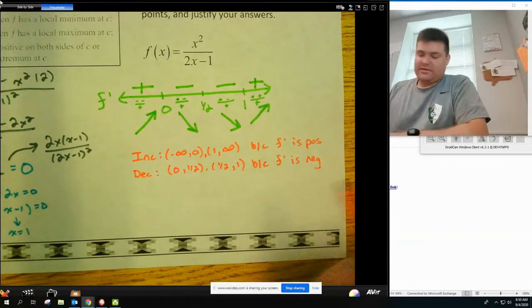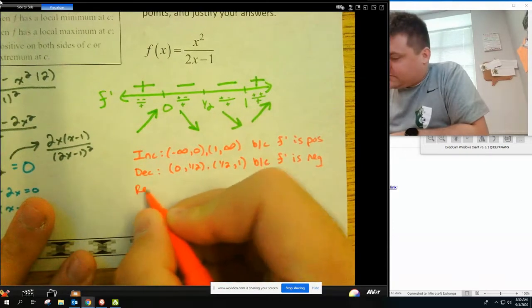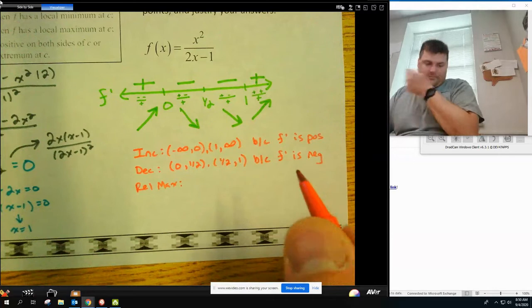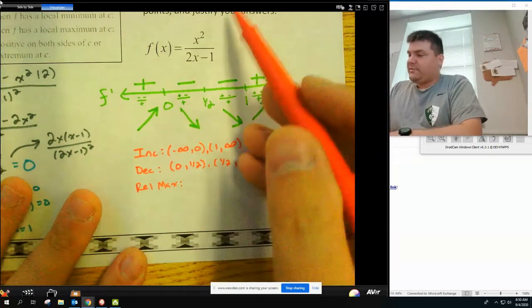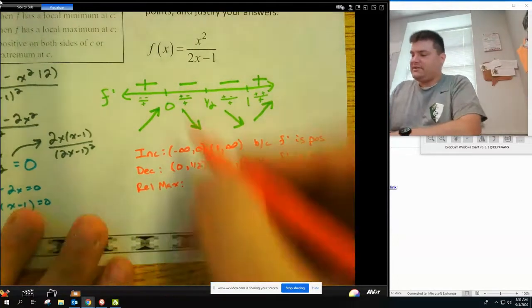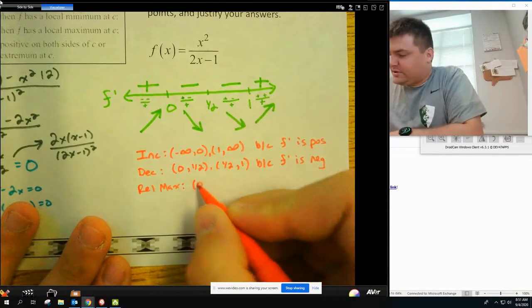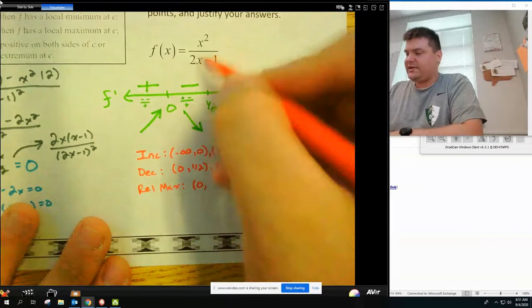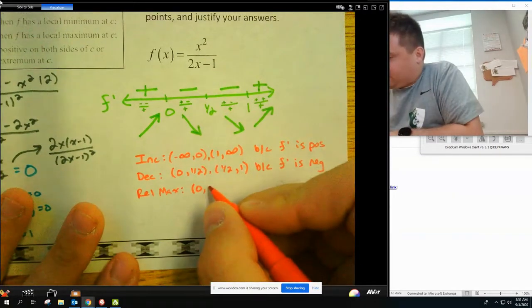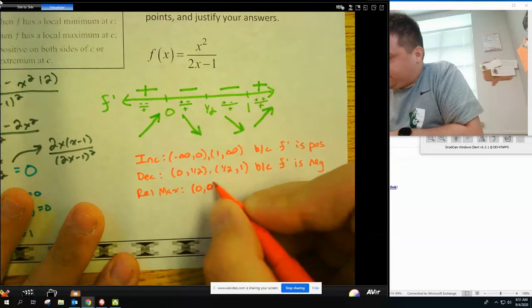Now this is going to be the relative max. That's what's next. So relative max. This wants the point, so point, not just the x value. So we need to plug in a 0. So it's going to be the point 0 comma what? Plug in a 0 into here. You're going to get 0 over something, so it's going to be 0. So we have a relative max at (0, 0).